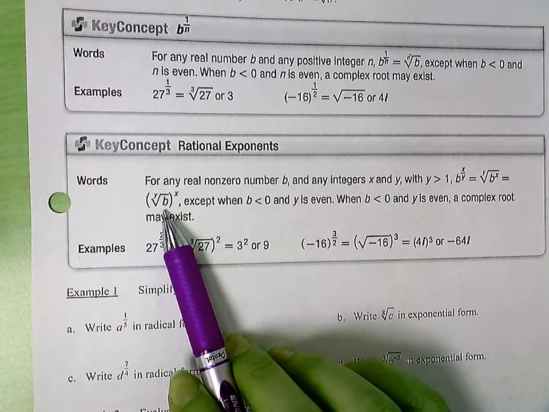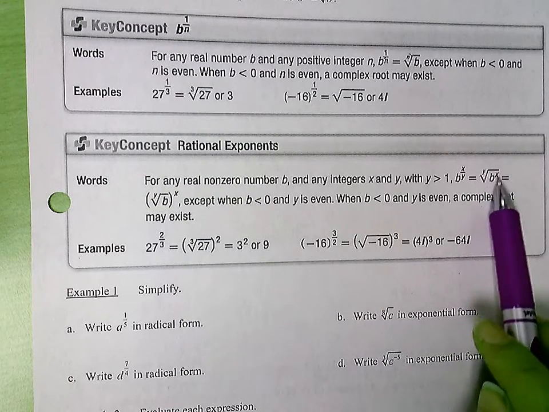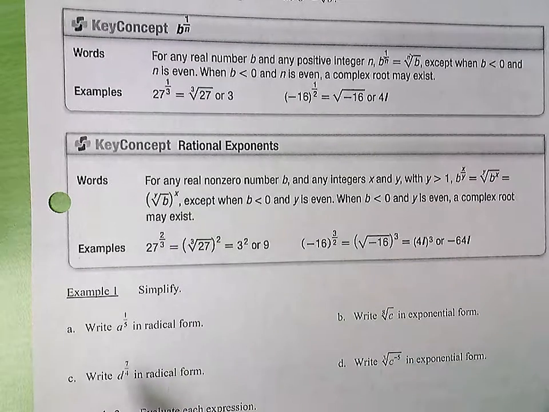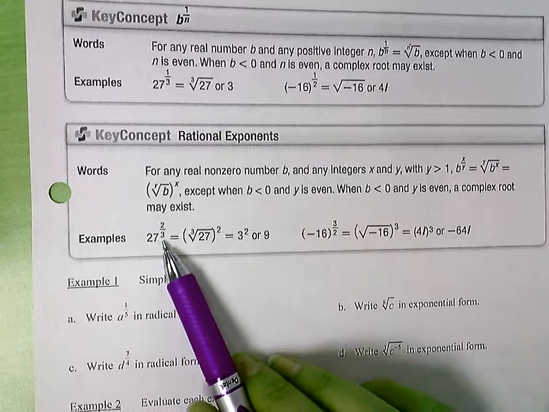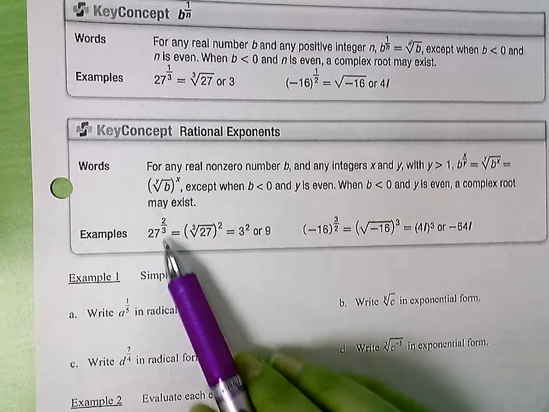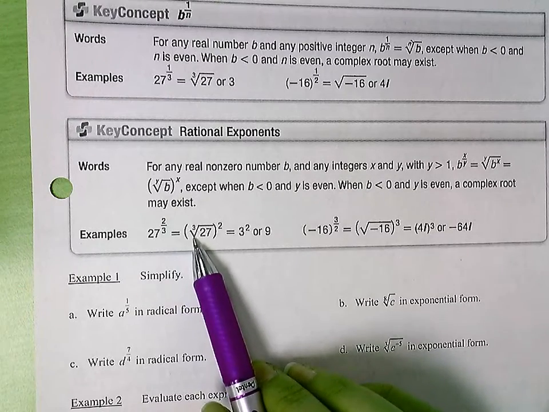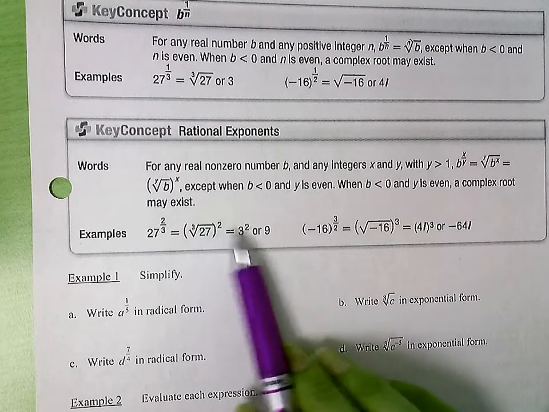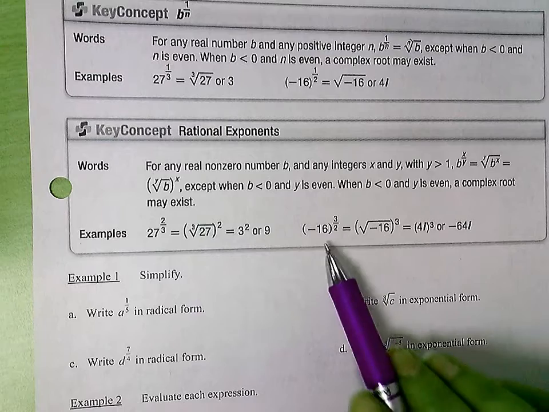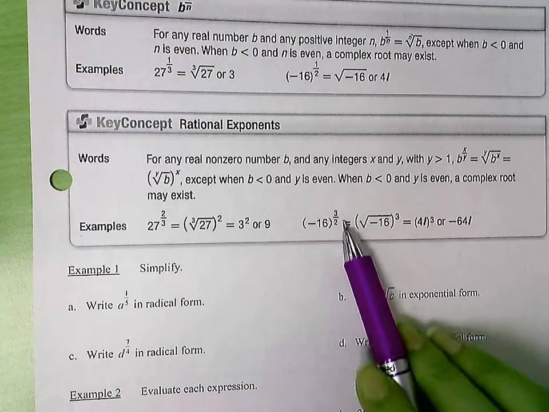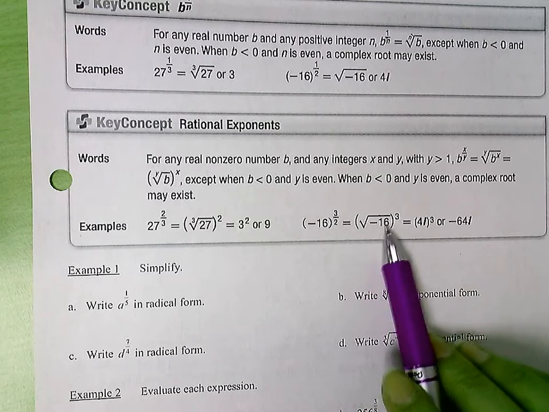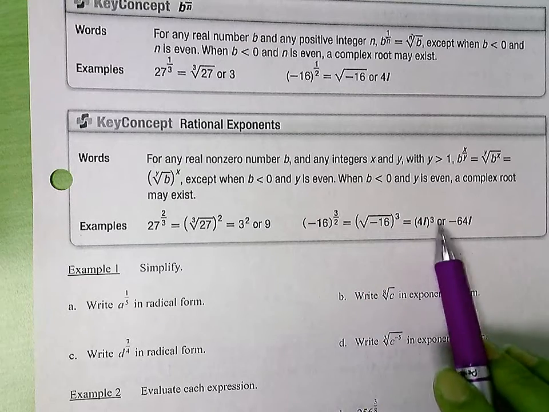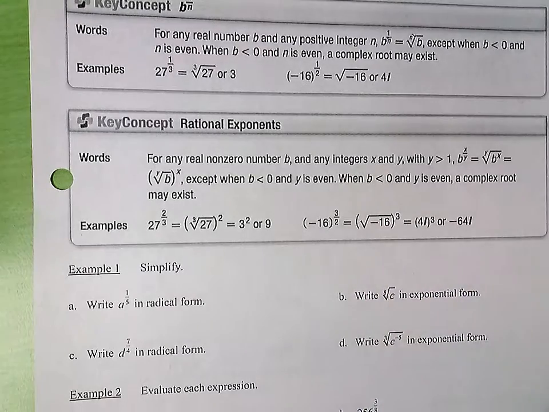Also, that x value, instead of being on the inside, can also be raised on the outside of that root. Same thing. So if I have 27 to the 2/3 power, that's the same thing as the cubed root of 27 squared, which is 3, and then I still have that squared value, which is 9. Or if I have negative 16 to the 3/2, I have the square root of negative 16 raised to the 3rd power. So the square root of negative 16 is 4i. We'll cube that to get negative 64i.